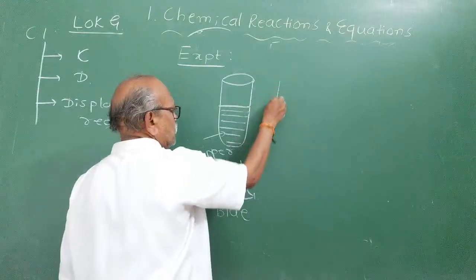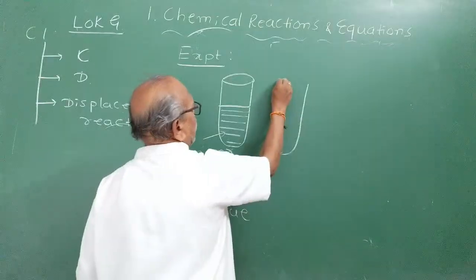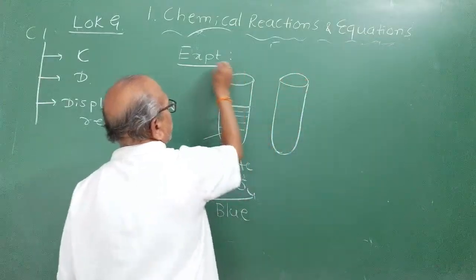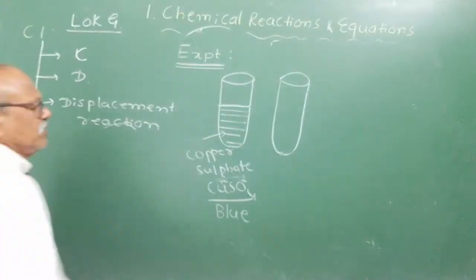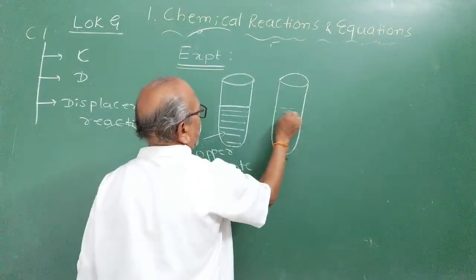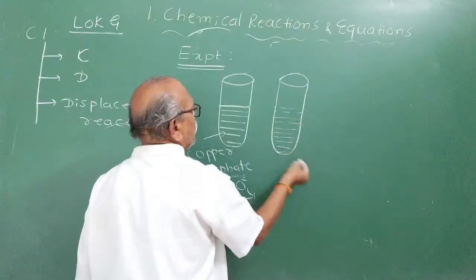Then in this test tube, you take an iron nail. Draw this diagram. Question will appear on this. In this copper sulfate solution having blue color, you take an iron nail.